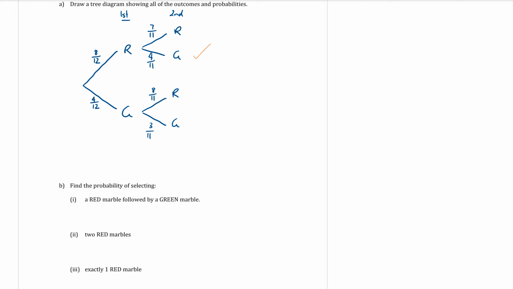Okay? To find the probability, you times those numbers together. So probability of red and green, you don't have to have that notation there, but you can. The first number was 8 over 12, and I multiply that by the 4 out of 11. You multiply the numbers along the branch. And that makes, you can simplify it down to 8 out of 33.